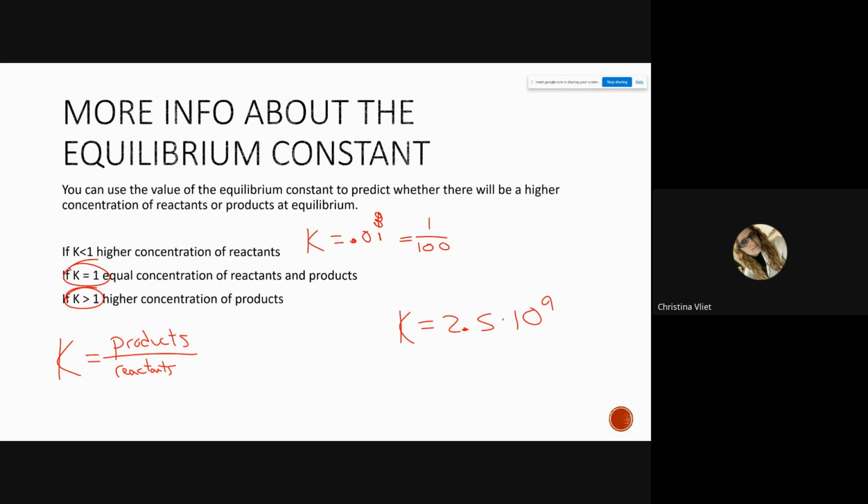Why did I say it like that? What's 2.5 times 10 to the 9th? 2, 5, and then add how many zeros?